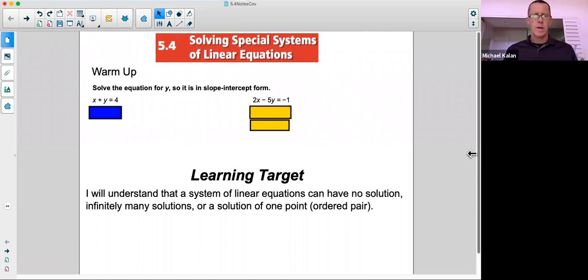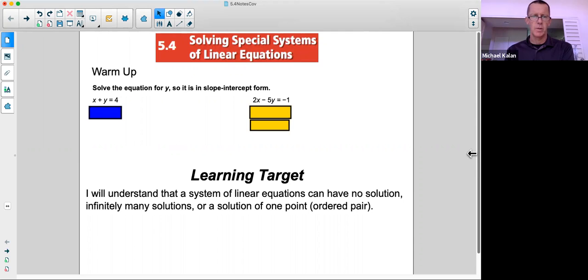We are going to jump into 5.4. So I'm going to share my screen with you. You have your notes out, obviously. And we're going to talk about solving special systems of linear equations. Just like when we solve regular equations with just one variable, sometimes there was no solution, or an infinite number of solutions, or just one solution like a normal one. Same thing's going to happen here with systems.